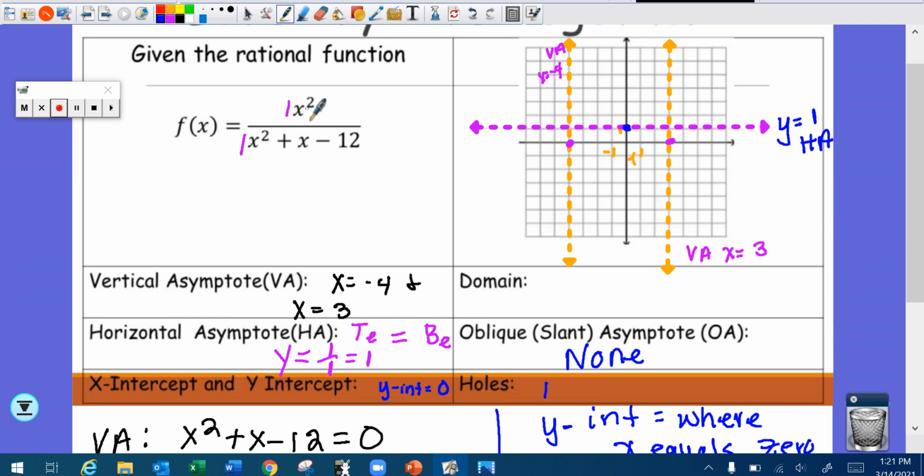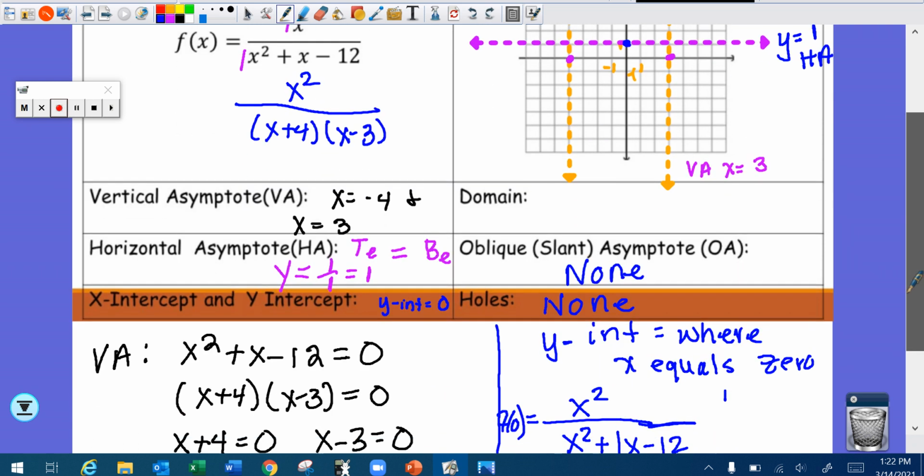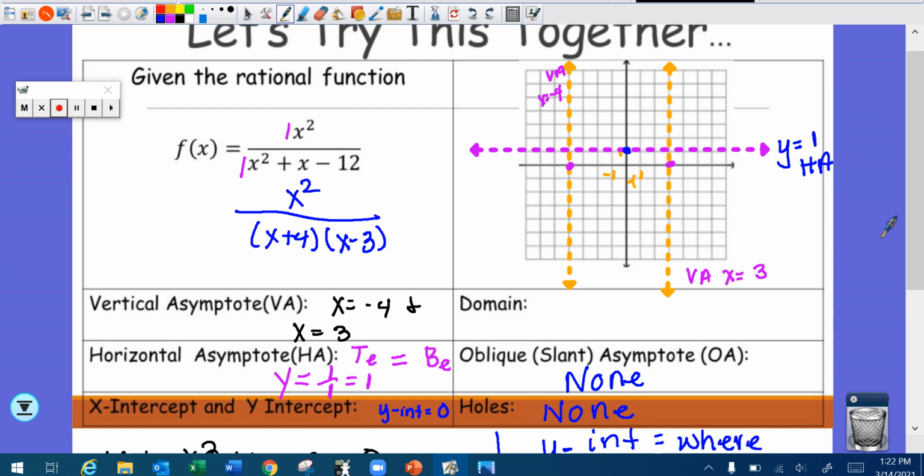And the holes, I don't have a factor. If I factor the bottom down, none of the factors will go away. So I don't have a matching factor in the top, so I don't have any holes in this graph either. So the only things left for me to do is find the domain, and I need to graph this function.